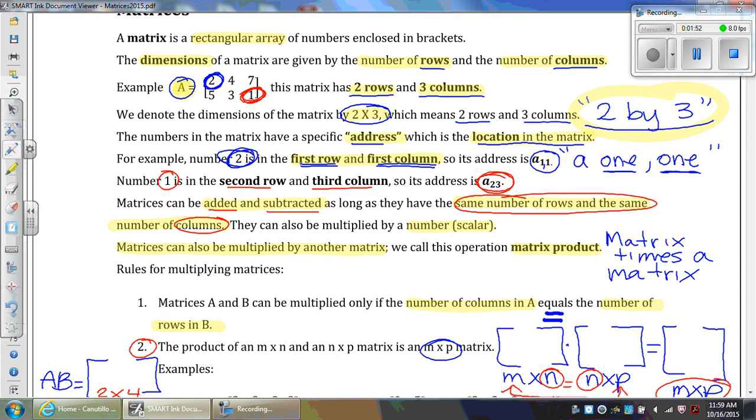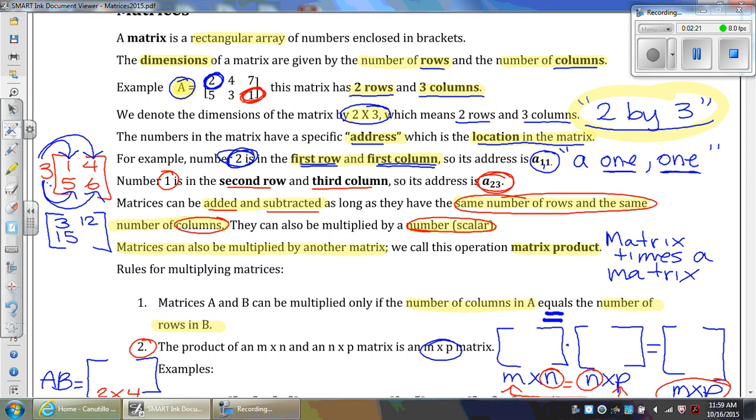Matrices can also be multiplied by a number. We call that scalar multiplication. Quick example of that will be something like 3 times the matrix 1, 4, 5, 6. What we do here is that we must distribute the 3 to every single entry inside the matrix. And so that will be the matrix 3. 3 times 4 is 12. 3 times 5 is 15. And 3 times 6 is 18. That's what we call scalar multiplication.